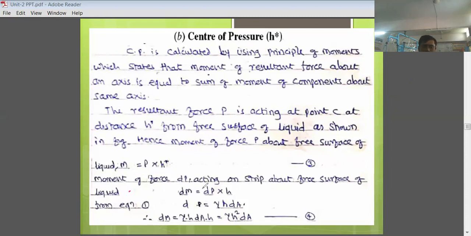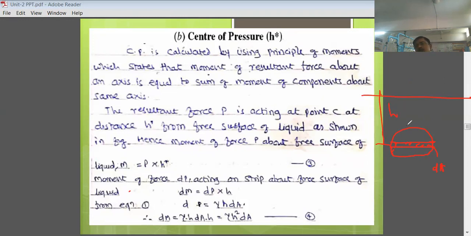The moment of force dP acting on the strip about the free surface of the liquid. Now in that arbitrary shape, we have taken one small strip. What was the area of this small strip? It was dA. And what was the position of the strip from the free liquid surface? It was h, right?